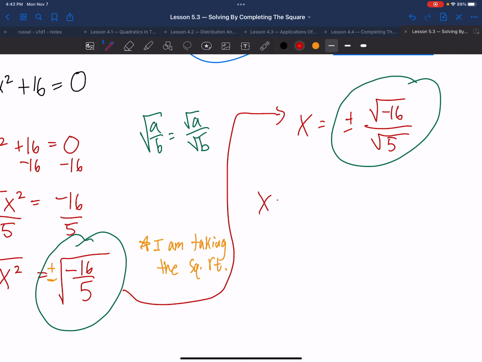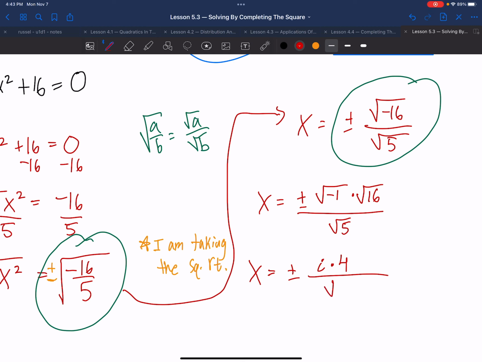Now, when I do this, x equals plus or minus the square root of negative 16, which is like saying the square root of negative 1 times the square root of 16, and this is over root 5. And so I might simplify this as i times 4, because we call the square root of negative 1 i, and of course, the square root of 16 is 4. Now this is over root 5.